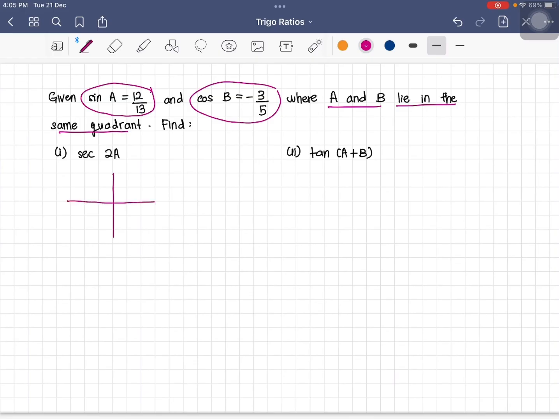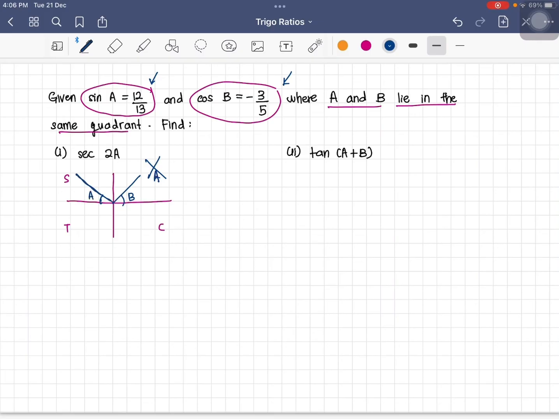So let's draw the quadrant. We know that when sine is positive like this, it should be either this way or this way, but A and B should be in the same quadrant. So A can be either here or here. But what about B? B is negative. Can it be here? No, because everything is positive here, so this quadrant is not possible. Therefore, A and B are in the second quadrant.